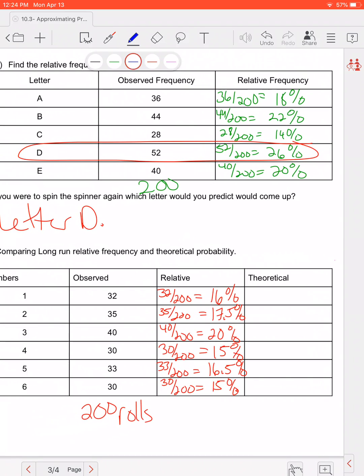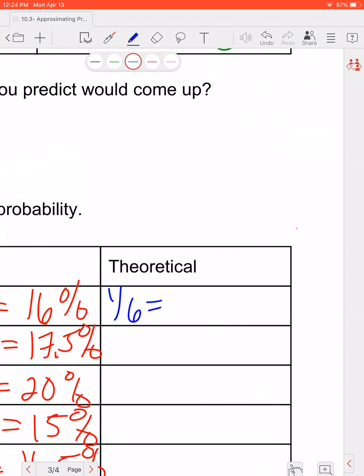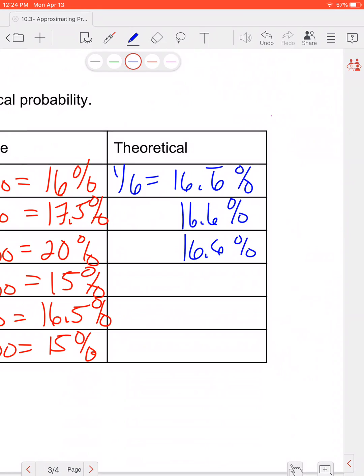But theoretically, we know each one should happen 1 out of 6 times, which when I do 1 divided by 6, I'm going to get 16.6 repeating percent. And that would be true all the way through for every number, because in theory, they should all appear the same amount of times.